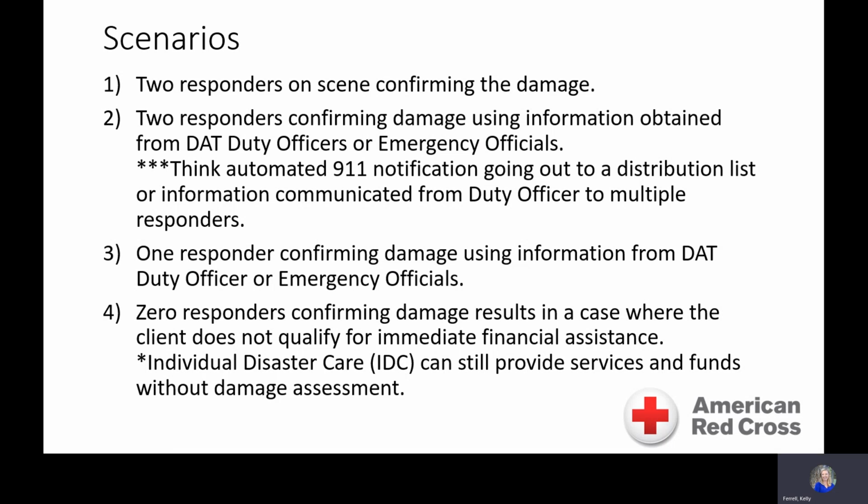So the scenarios we're going to walk through today are number 1, 2 responders on scene confirming the damage. Number 2, 2 responders confirming the damage using information obtained from the DAT duty officers or emergency officials. So this could be through a 911 notification system going out to a distribution list, or information that gets communicated directly from the duty officer or emergency official to multiple responders, say on a 3-way phone call.